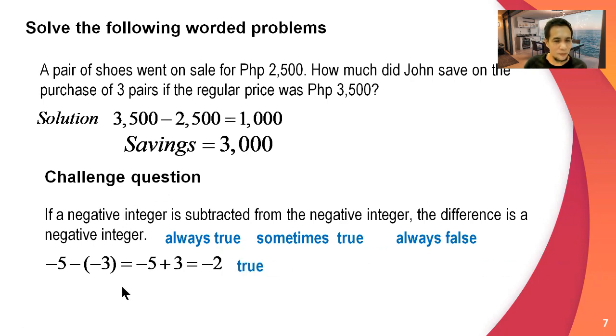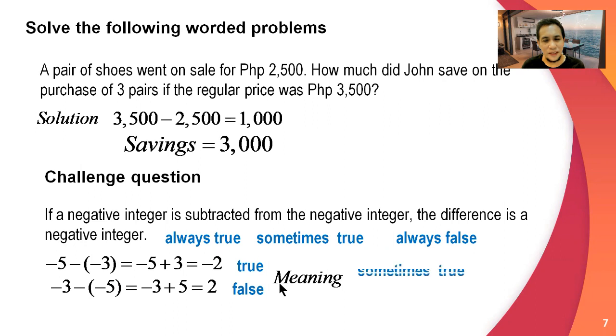What about if we have negative 3 minus negative 5, the same situation? So it's negative 3 plus 5, that's positive 2. It's not negative but positive. In the first example, it is true. But in the second example, it's false. So meaning sometimes true. Okay, because sometimes true, right? So the correct answer would be sometimes true.